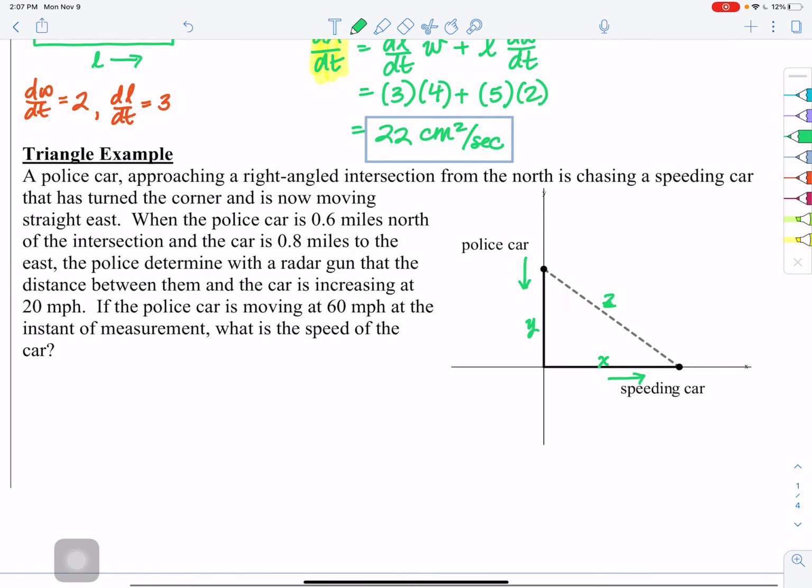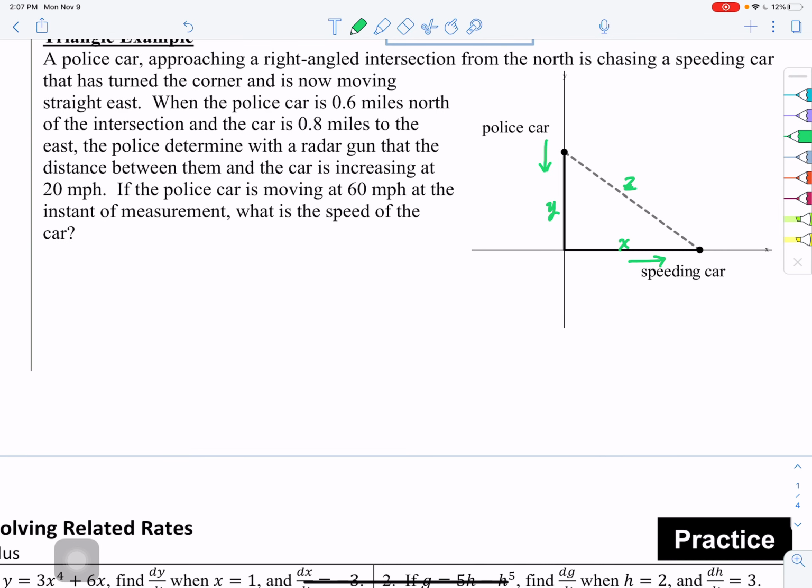When the police car is 0.6 miles north of the intersection and the car is 0.8 miles to the east, the police determine with a radar gun that the distance between them and the car is increasing at 20 miles an hour. If the police car is moving at 60 miles an hour at the instant of measurement, and that means when they're measuring all of this other stuff, what is the speed of the car? Okay? So we want the speed of the car, which is dx/dt. And speed is always positive, so even if this was getting smaller, we would give the positive value for speed.